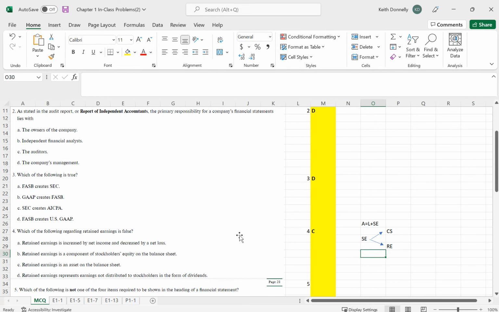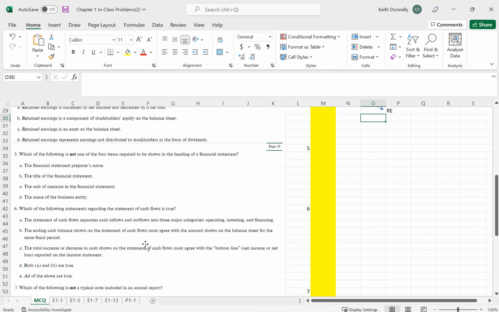And if we look at the other answers here, it says retained earnings is increased by net income and decreased by a loss. Well, that's true. If you remember that formula for retained earnings, it says that. B here, it says retained earnings is part of stockholders' equity on the balance sheet. Well, that's true. We just showed that over on the side there. And then D, it says retained earnings represent earnings not distributed to stockholders in the form of a dividend. Well, that's true. We said retained earnings are those earnings you keep within the business after you pay dividends.